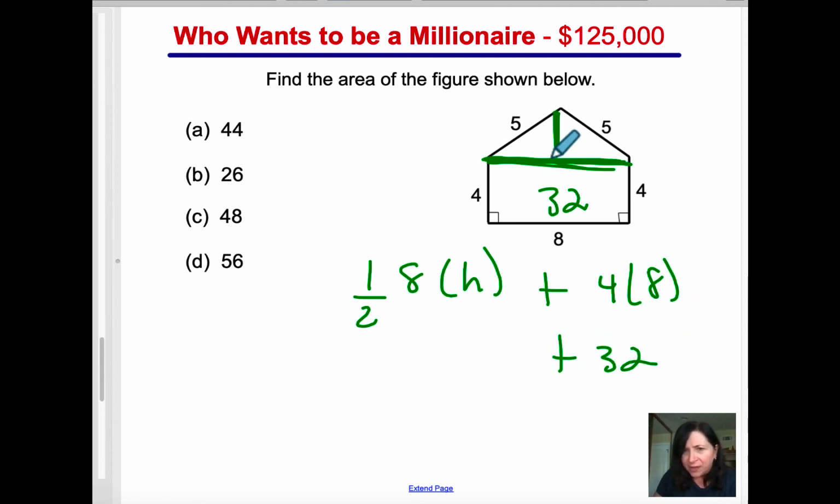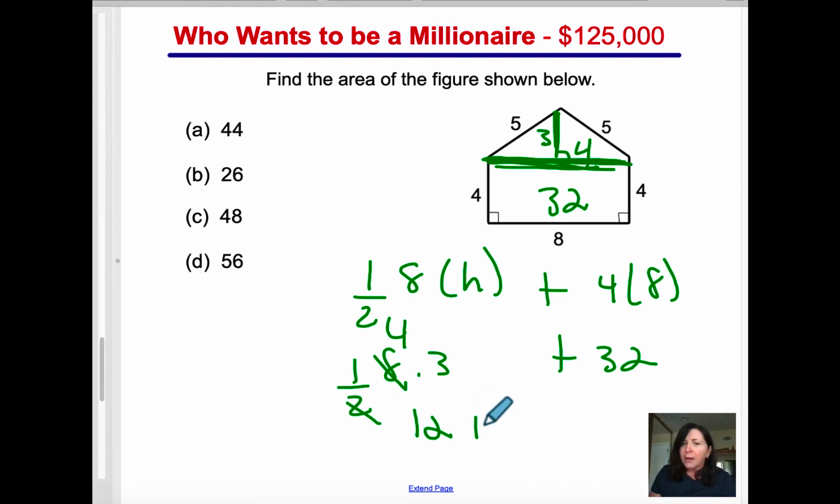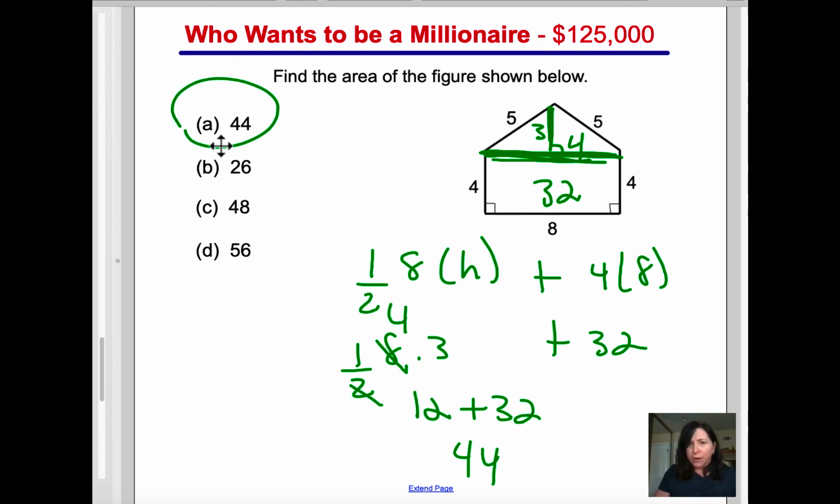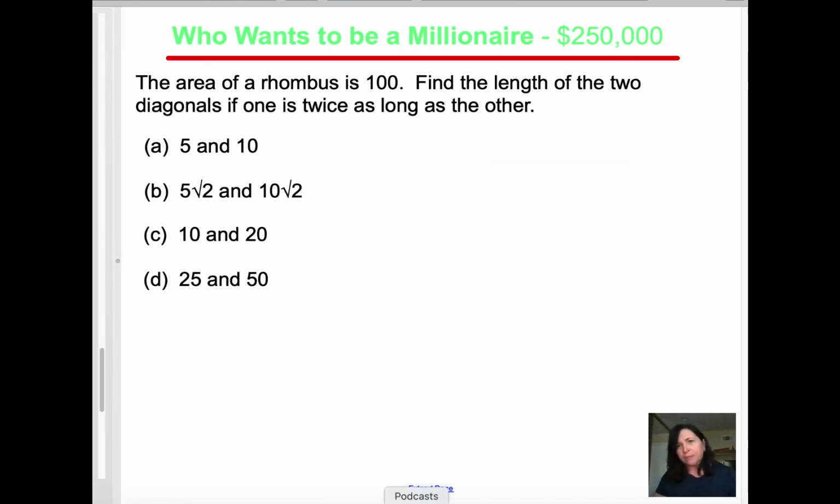What we need is this height. If this is 8, that's 4. And remember, in the last triangle, this is a 3, 4, 5. So it's going to be 1/2 my base times my height plus my area of my rectangle. So 2 divides into 8 4 times. 4 times 3 is 12. 12 plus 32 is going to be 44, and therefore that's the area of that figure shown.